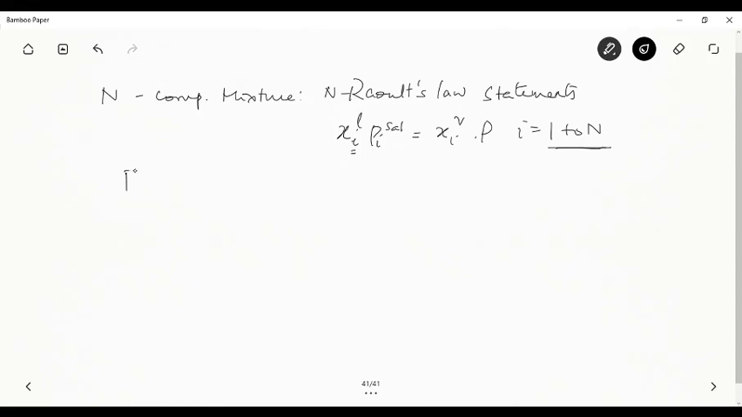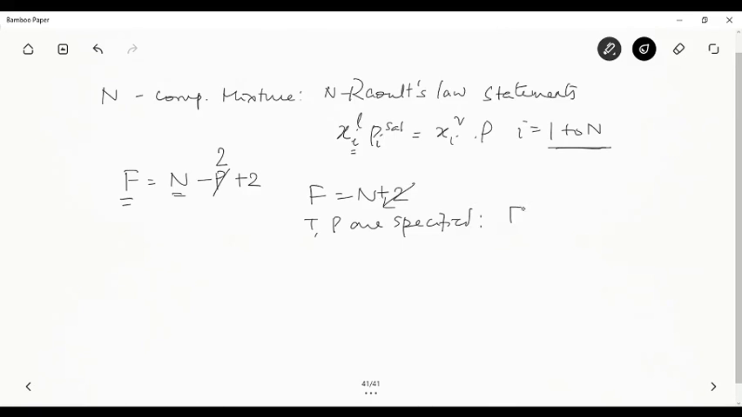So if I say f is equal to n minus p plus 2, out of which there are n equations which are already specified here, I'll be able to evaluate n unknowns, and this is a two-phase system. So this p is 2 because you are looking at liquid vapor equilibrium. So the number of variables that need to be specified, f, is equal to n plus 2, and if temperature and pressure are specified, then this 2 is already known.